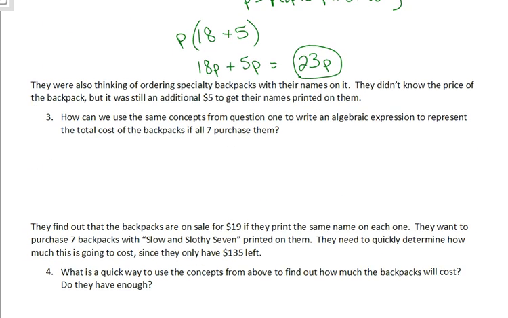Okay, looking at this next one, it says they were also thinking of ordering specialty backpacks with their names on it. They didn't know the price of the backpack, but it was still an additional $5 to get their names printed on it. Question 3, how can we use the same concepts from question 1 to write an algebraic expression to represent the total cost of the backpacks if all 7 purchase them?